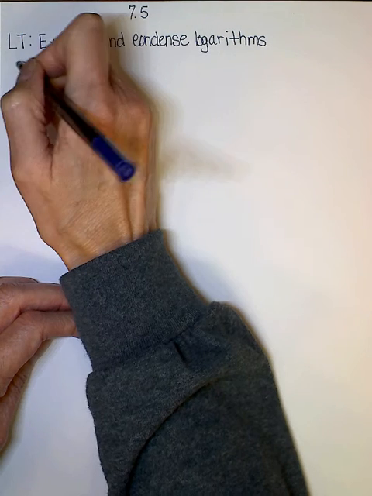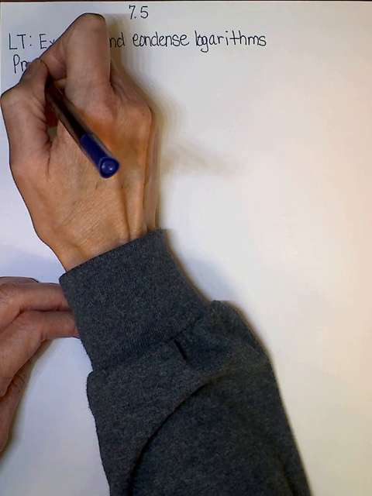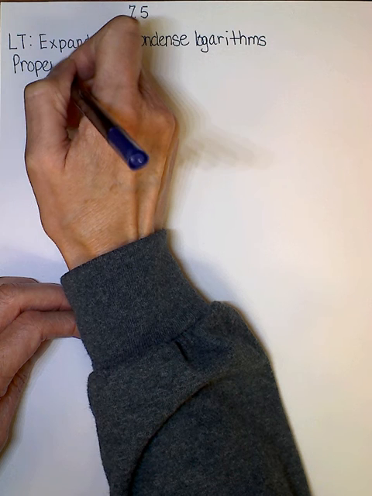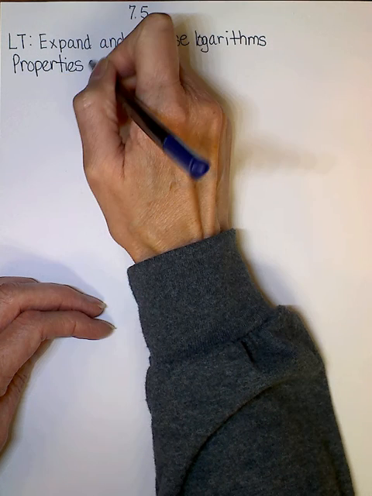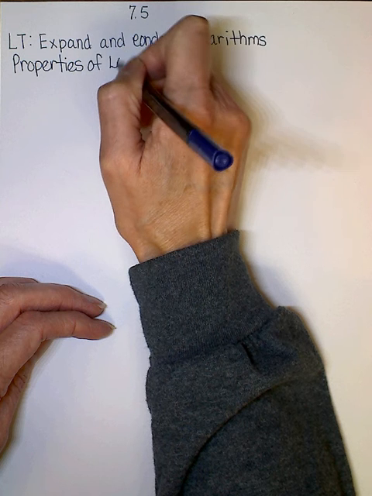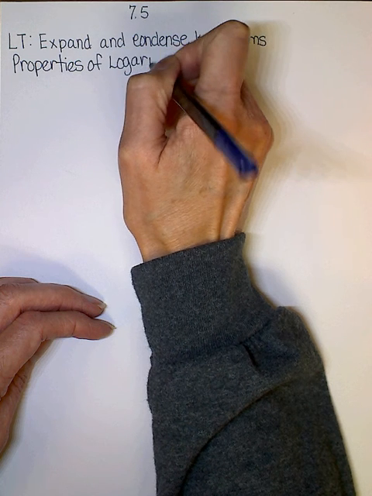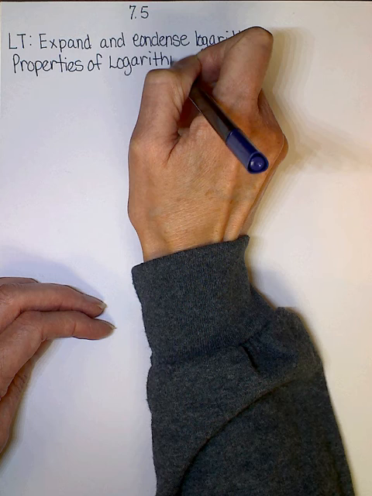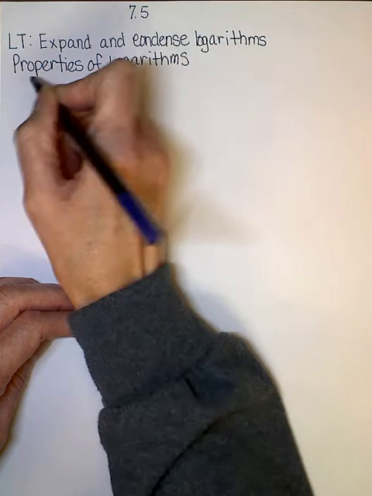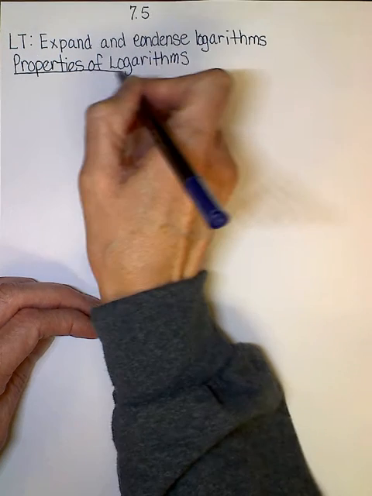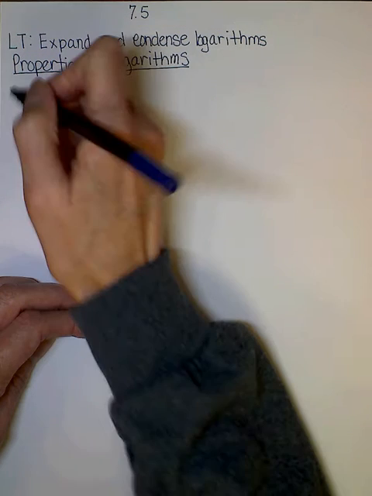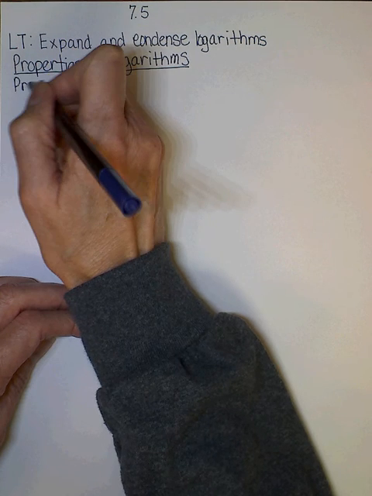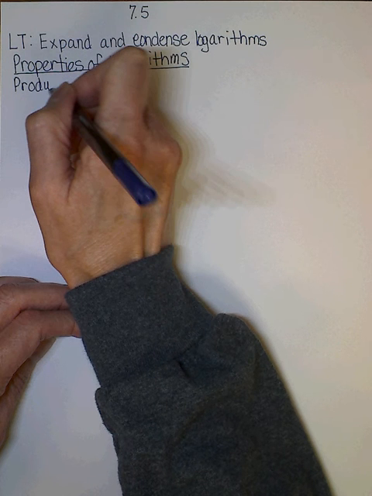Now to do this, we're going to learn some properties of logarithms. And we learned a lot of properties of exponents, and these are similar, but there's only 3 of them. So we have the product property first.